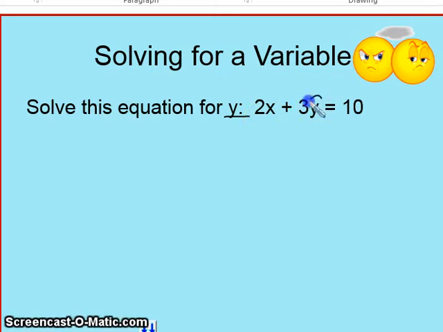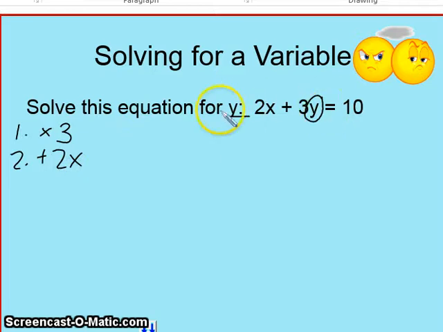Now here's our y. We want to get it by itself, so it is going to stay where it is. Now, we're going to do opposite operations in opposite order. So first, let's think about if we knew what y was. The first thing we would do would be to multiply y by 3. So our first step would be times 3. And then after that, we would add the 2x. So our second step would be adding 2x.